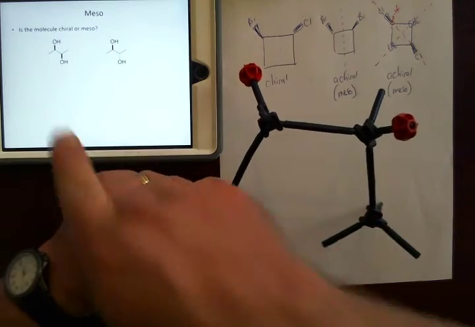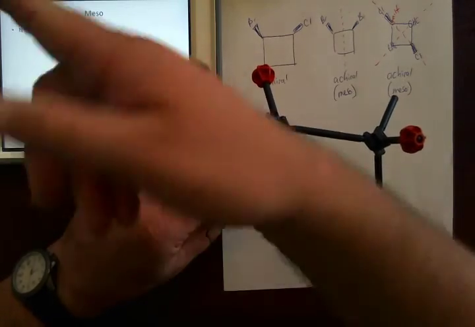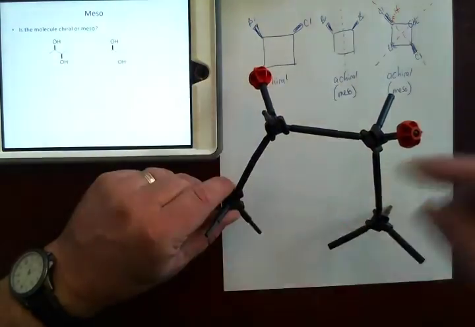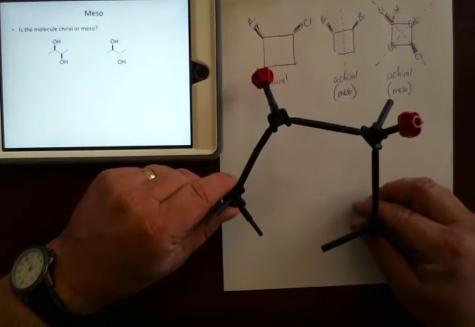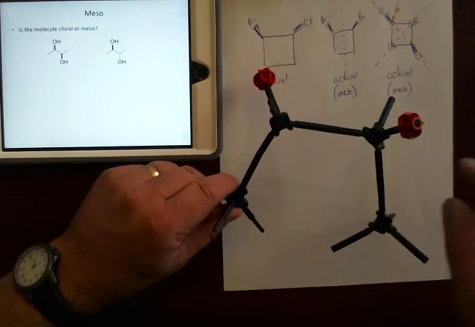And they don't. So this one, even though they're pointed the same direction, because you have to rotate the molecule to get the methyls in the right position, this is in fact a chiral compound.